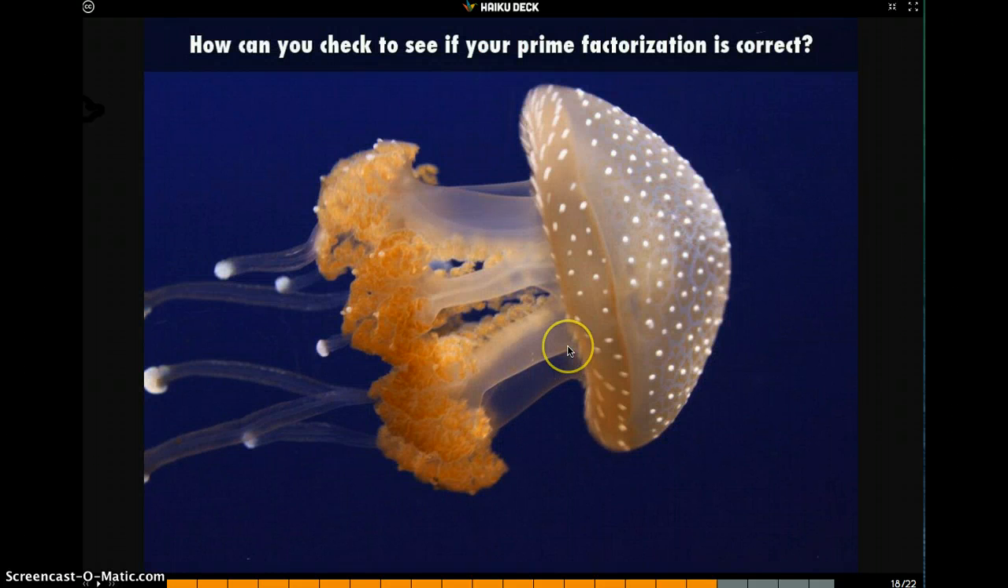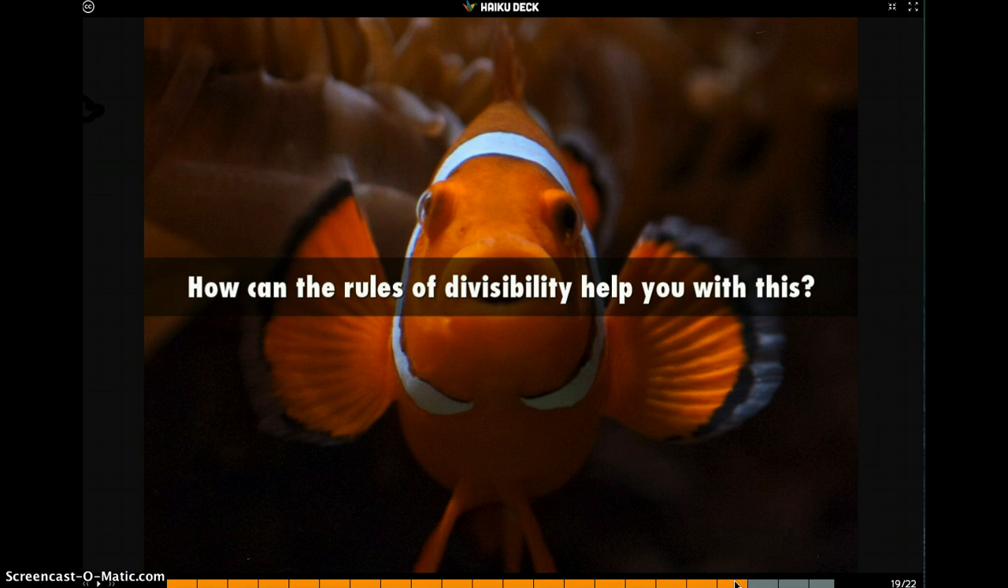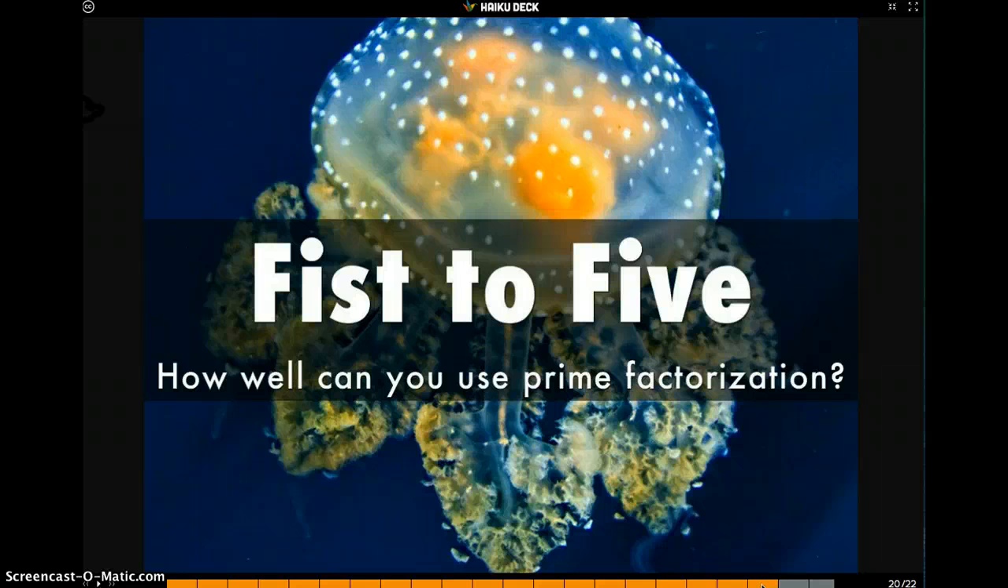So hopefully after this lesson you will be able to find the prime factorization of a number. You'll be able to check to see if your prime factorization is correct. And you can see how the rules of divisibility help you with this, as we did in the very beginning, trying to figure out which numbers we can multiply together. So, hopefully you're at a 5 out of 5. If you're not, feel free to ask somebody or go back and view this video again.